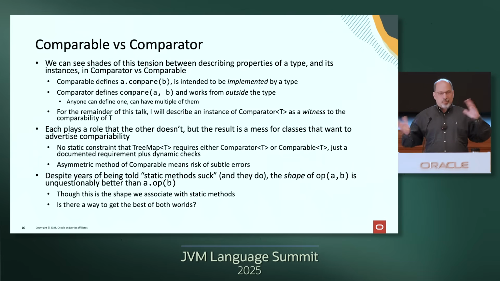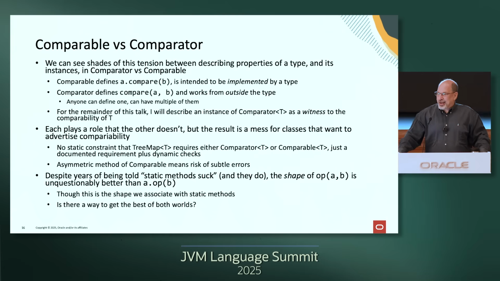But having both Comparable and Comparator, there's a reason we have both, because each plays a role that the other doesn't play. But having two is also a little bit of a mess, because if you look at TreeMap, TreeMap requires that either T be Comparable or that you provide a Comparator to the constructor. And it says that right there in the Javadoc. And there's a dynamic check that makes sure that's the case. And you know what there isn't? Static type checking. There's nothing that says, hey, you're making a TreeMap out of something that I don't know how to compare, and telling you that at compile time rather than waiting till your program fails at runtime.